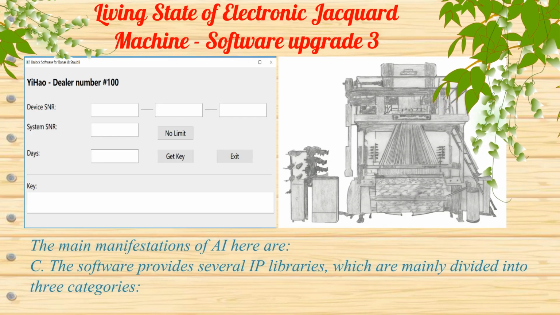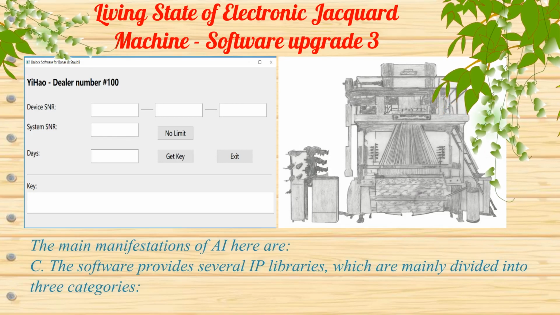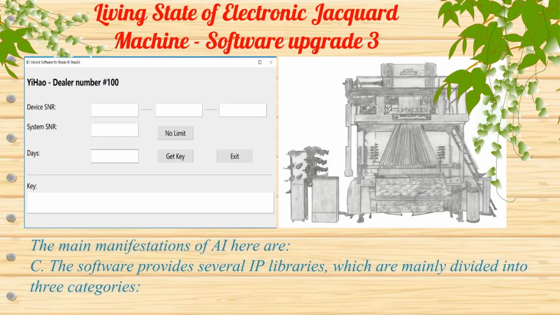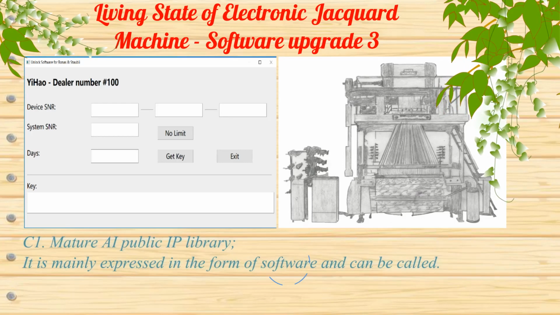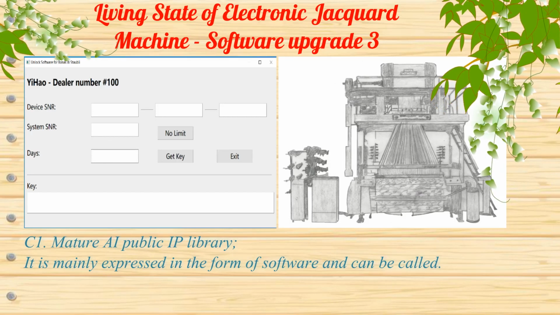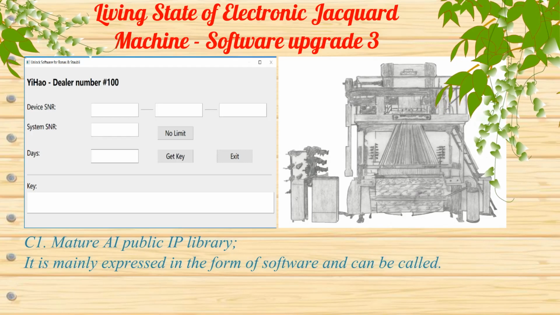The main manifestations of AI here are C. This software provides several IT libraries, which are mainly divided into 3 categories. C1. Mature AI public IT library. It is mainly expressed in the form of software and can be called.